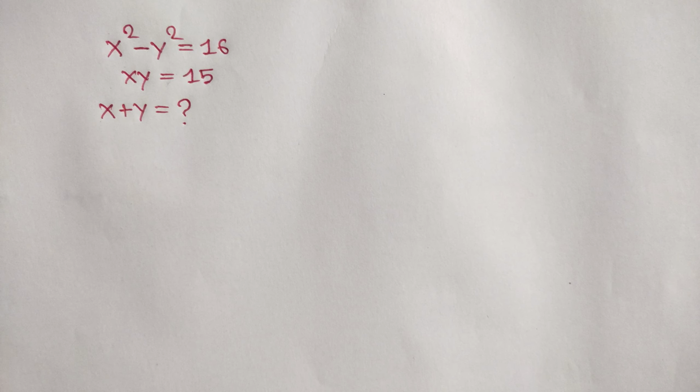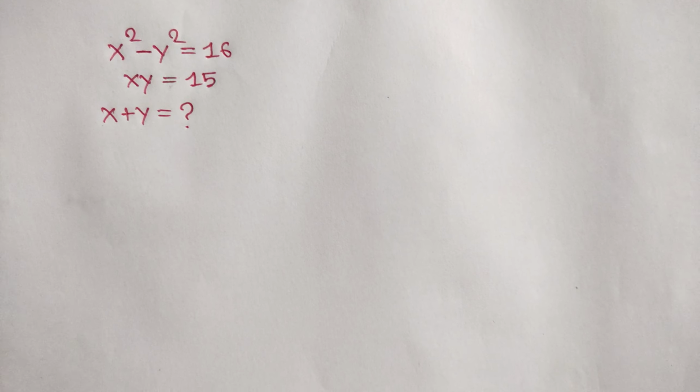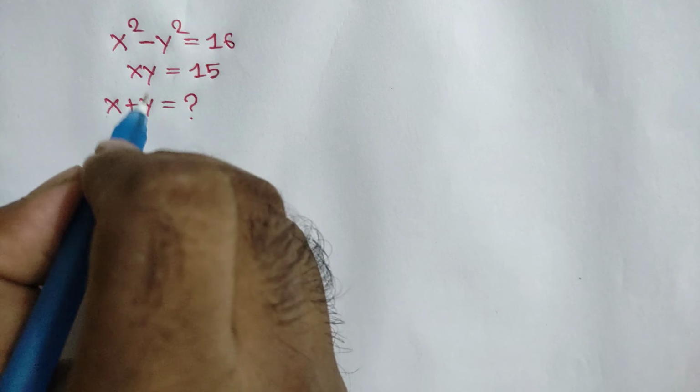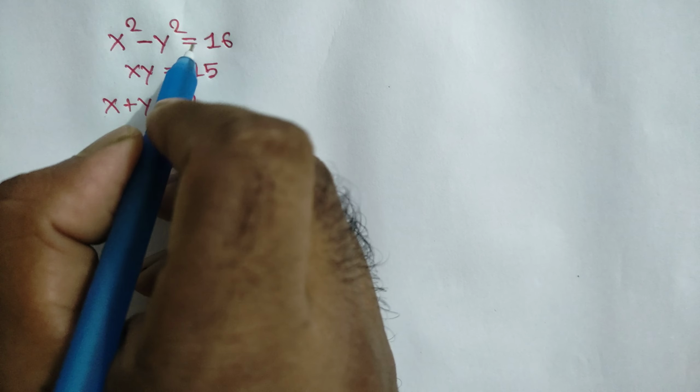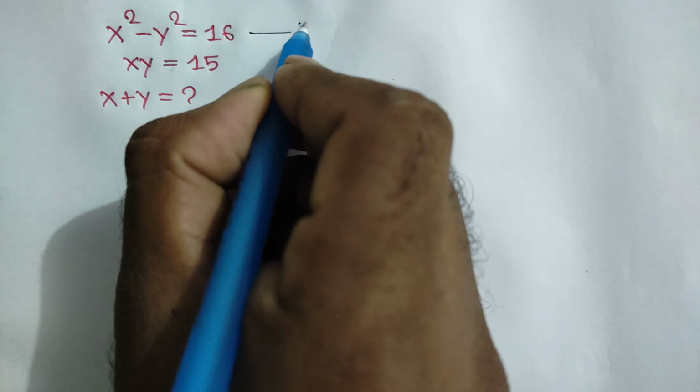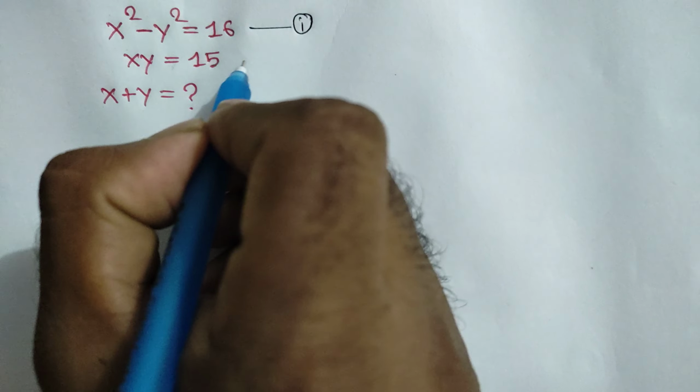In this video I am going to show how to find the value of x plus y where x square minus y square is equal to 16, xy is equal to 15. Let x square minus y square is equal to 16, it is called equation 1, and xy is equal to 15, it is called equation 2.